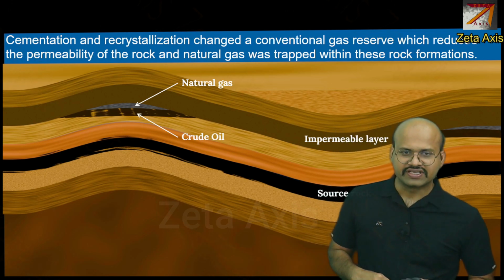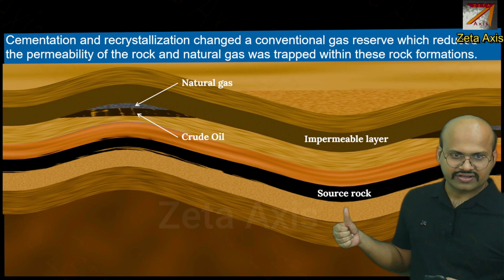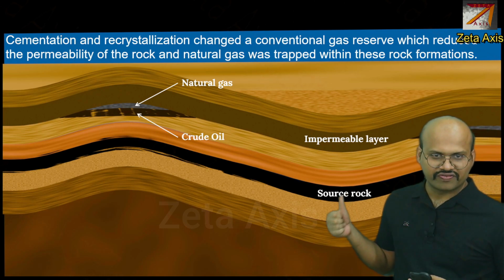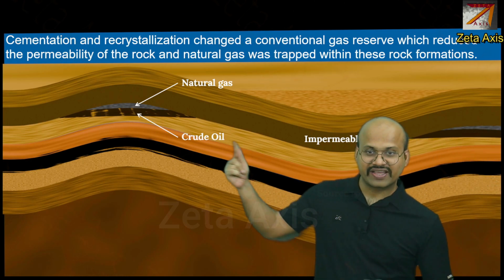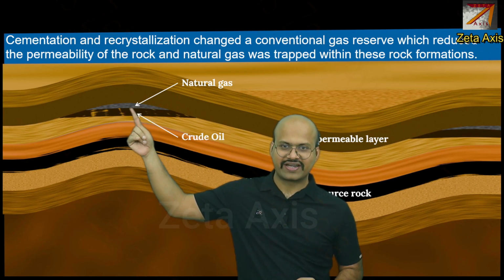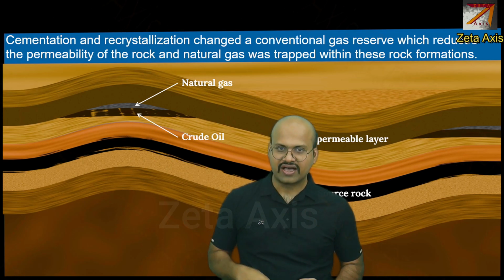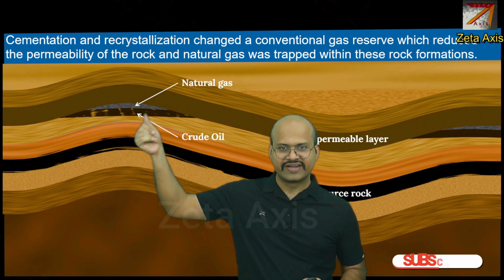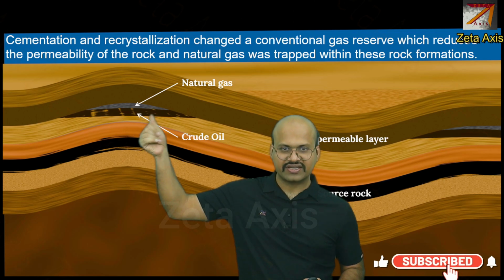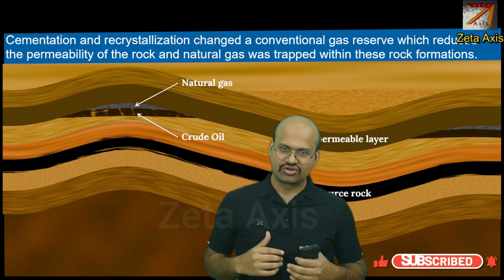Here we have seen that this is the source rock, and normally in the source rock the oil and gas is formed over here, and they slowly rise up and get accumulated in those reservoirs over here, where we can see that natural gas lies above crude oil. Generally it could lie alone, but sometimes only oil is present and sometimes only natural gas is present, but mostly both of them exist together.